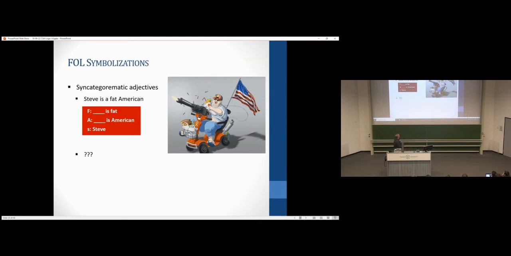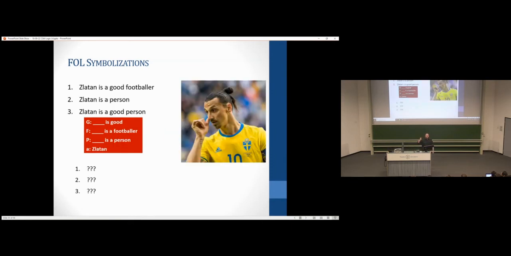Yeah. We want FS conjunction AS. Because what's our English sentence say? Well, we can paraphrase it in English to say Steve is fat and Steve is American. So we know how to get this one. Okay. Now let's contrast the fat American Steve with Zlatan.